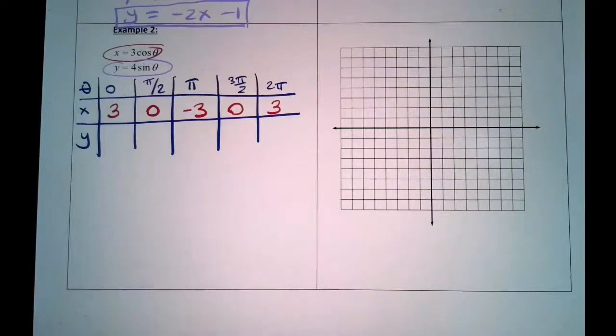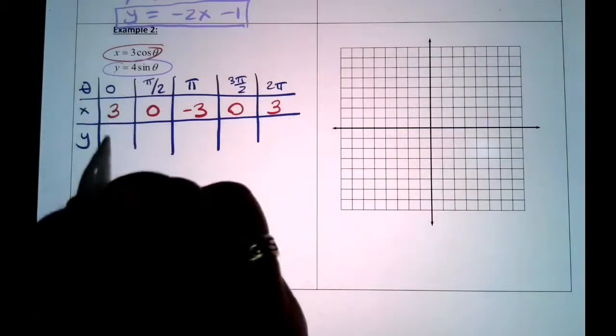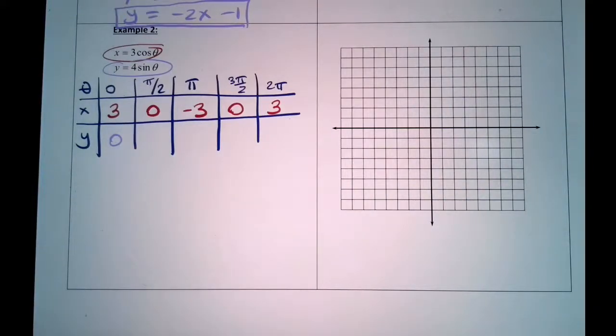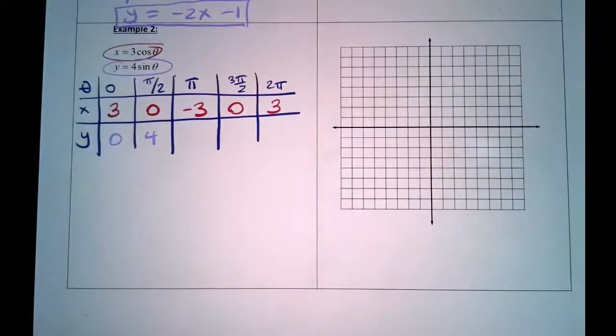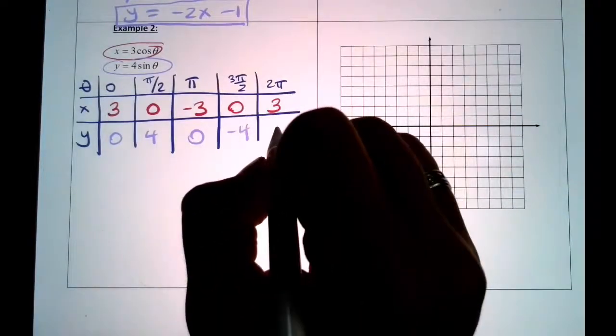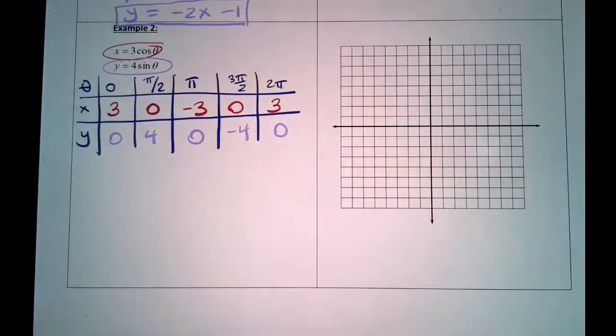Same thing with the 4 sine of theta. So sine of 0 is 0, so 4 times 0 is 0. Sine of pi over 2 is 1, so 4 times 1 is 4. And so on and so forth. I can get all of these values just by really knowing my unit circle values and being able to execute these. Okay, so I'm going to graph all of these ordered pairs.